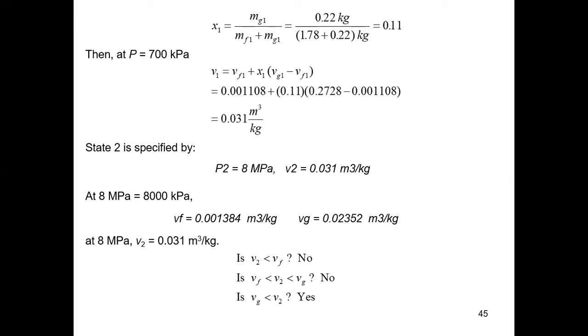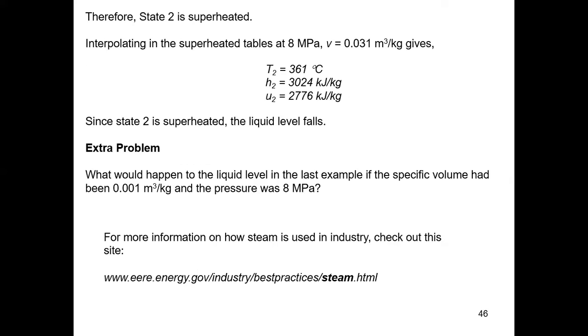Is v2 less than vf? No. Is v2 in between vf and vg? No. Then is vg less than v2? Yes. Okay, interpolating in the superheated tables at 8 megapascal, v is equal to 0.031 meter cube per kilogram, gives this temperature T2, h2, and u2. Since state 2 is superheated, the liquid level falls.